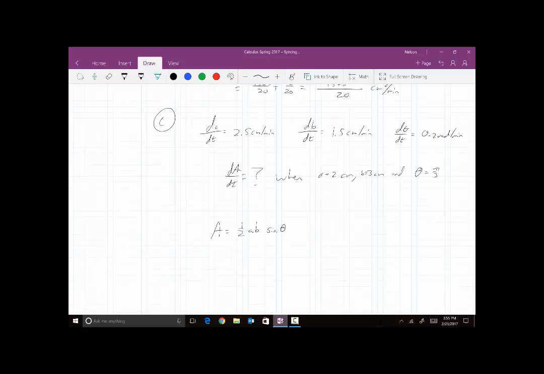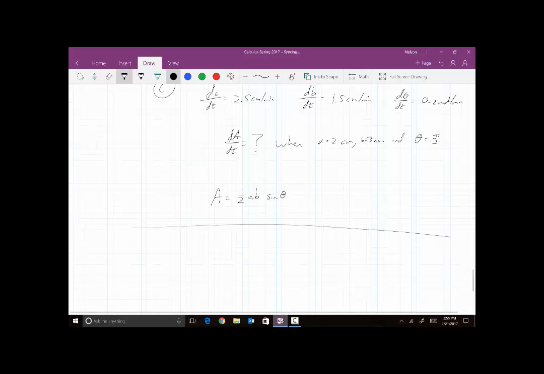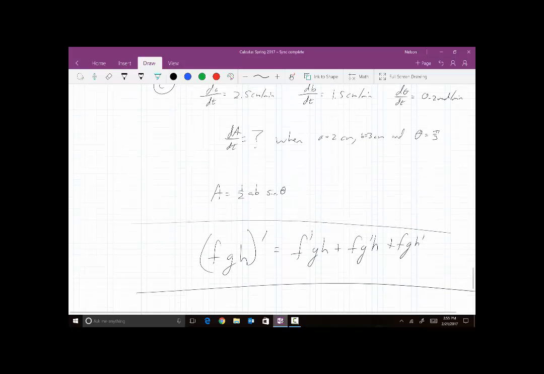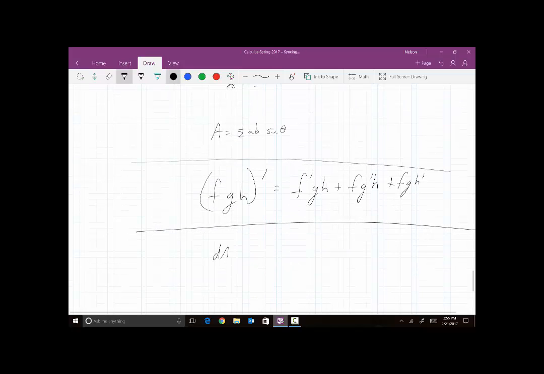I mentioned this earlier today in class. What's the product rule for 3 functions? We said it's going to be f prime times g times h plus f times g prime times h plus f times g times h prime. That's what it ends up equaling. So, if you're going to take the derivative, let me show it. We'll take the derivative of both sides with respect to t.